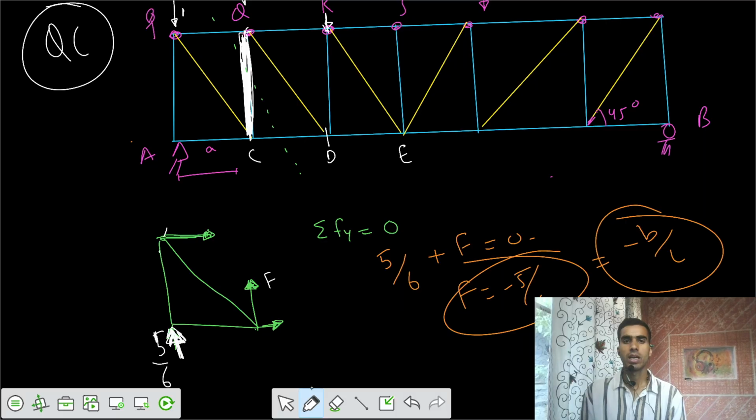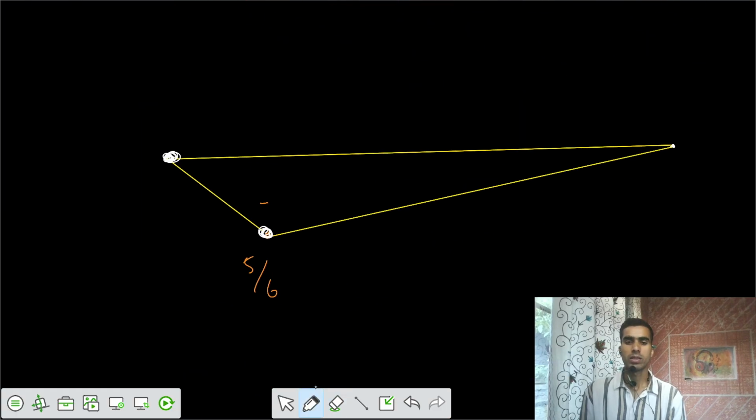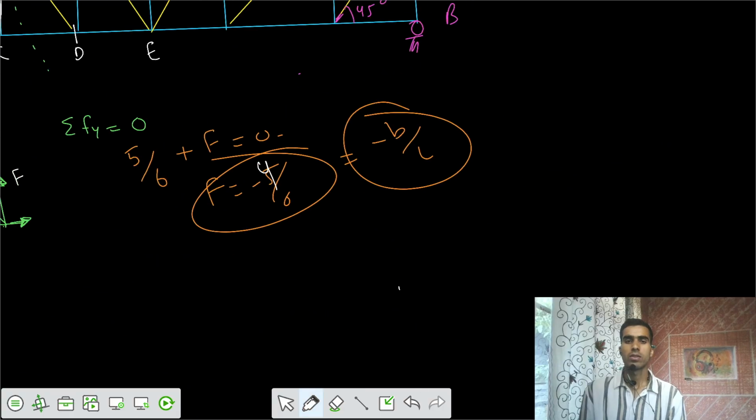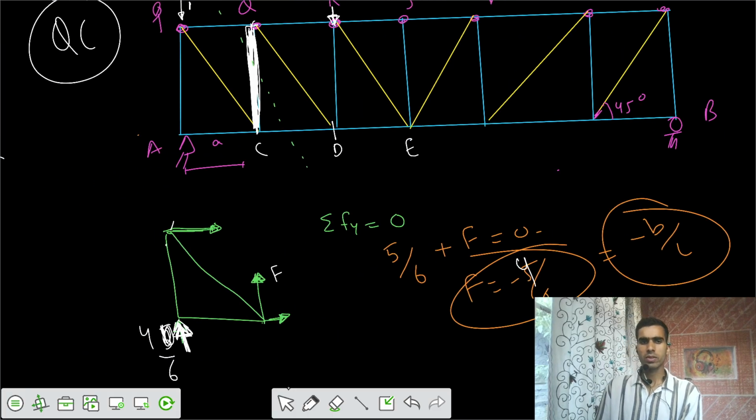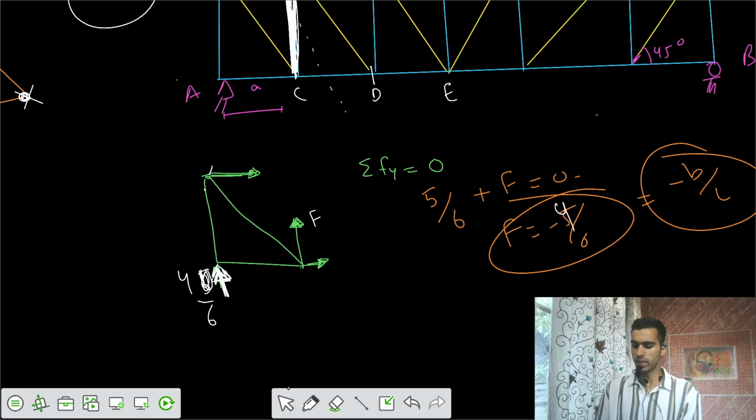And still, if you want to calculate, if the load was placed at joint K, the reaction would be 4 by 6, and finally you would get a 4 by 6 value here. Similarly, this one would be 3 by 6, this is 2 by 6, this is 1 by 6, this is 0 by 6. So 1, 2, 3, 4, 5, 6. Finally you would get the same values. Okay, QC was easy, I think.